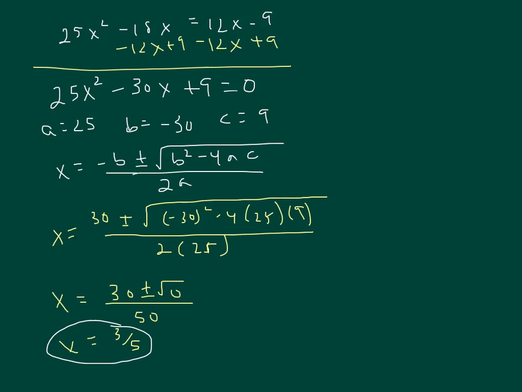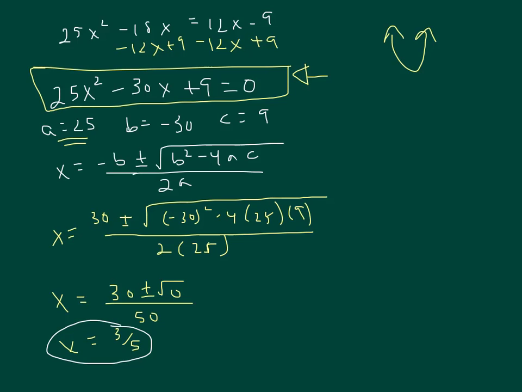When we go back now to this thing in standard form, this parabola right up here, our a value is 25. That means it opens up. Our c value is 9, which means on the y-axis it crosses over at 9.